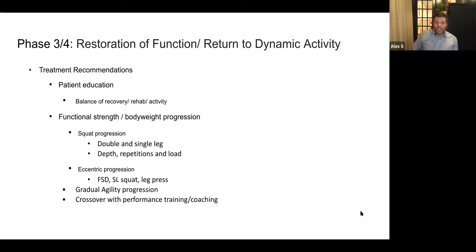So, moving to the latter phases 3 and 4, you start to do more external load and dynamic movements to assess and build tolerance to load and functionally progress our patients and clients. We start tying in performance coaches, trainers, skills coaches, team coaches, and so on.